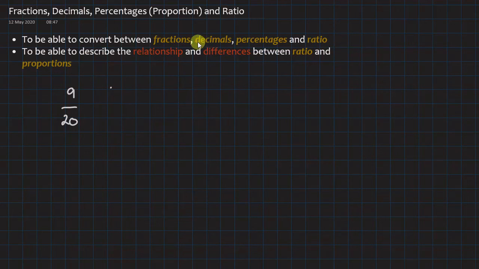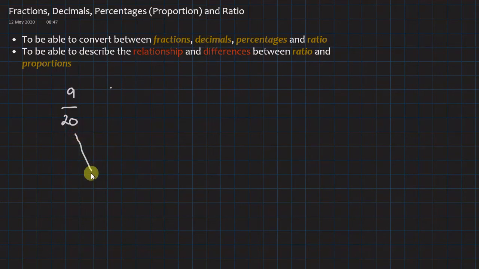So the first question is, what can I easily change a fraction into? Well, when the denominator is a 10, 100 or 1,000, we know exactly what a percentage is. When we know what a percentage is, we can easily turn it into a decimal. But we'll do a number of little routes on these to convert them. So let's have a look first of all at what I could do to turn this into a decimal.